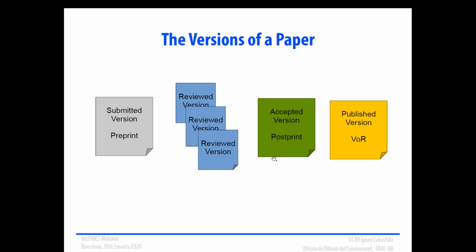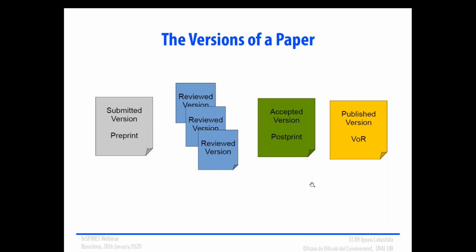And finally, we have another version, what we call the published version. The difference between the postprint and the published version, also known as the version of record, is that the final one, the published one, has all the layout and all the logos and pagination of the journal. But reading the text, looking at the images, looking at the tables, there will be no difference between the accepted version and the published version.